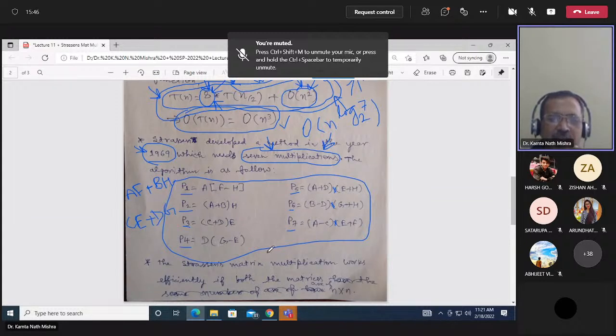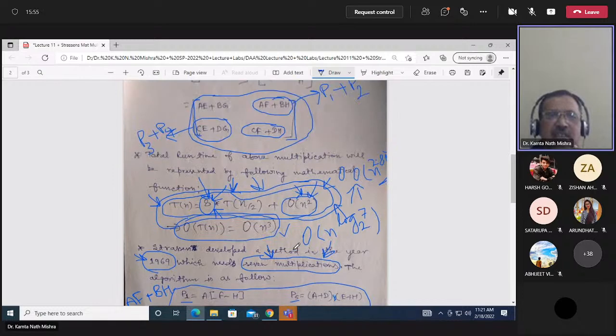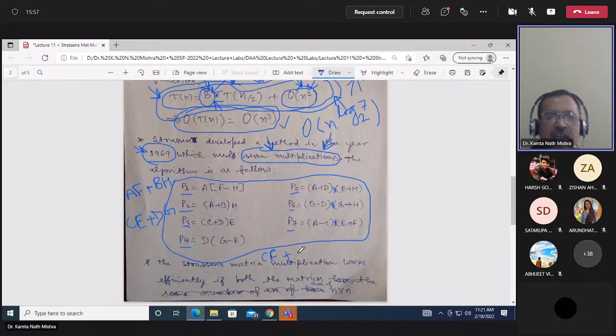This time you need to find, take copy pen. You need to find CF plus DH. Yeah. P1 plus P5 minus, compute करके बताइए P3 minus P7.